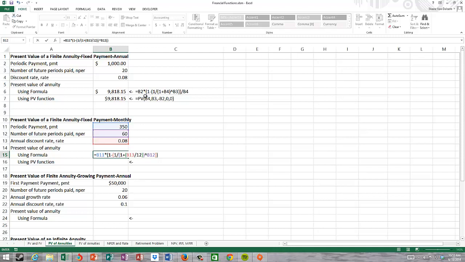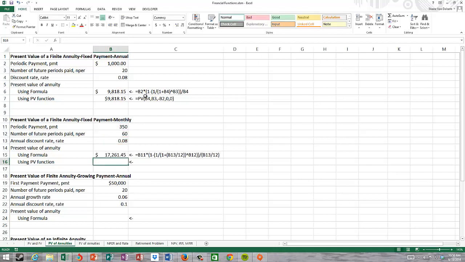And it's very important in these functions, and later on, when we convert these functions into Visual Basic code to create our own Excel functions, we want to make sure we have the right number of parentheses. That's a place where a lot of people have problems. Then I'm going to divide that by 8%. Again, divide by 12 to turn that into a monthly interest rate. I get a value of $17,261.45.